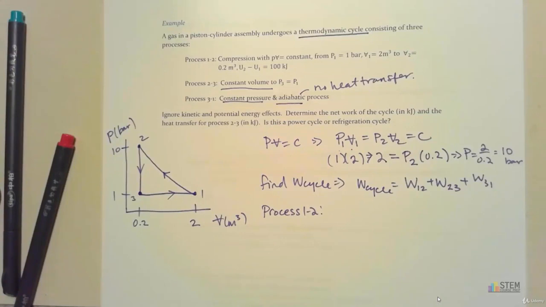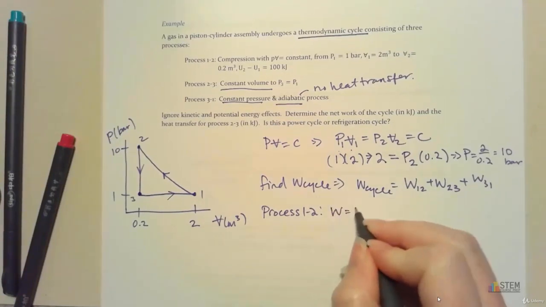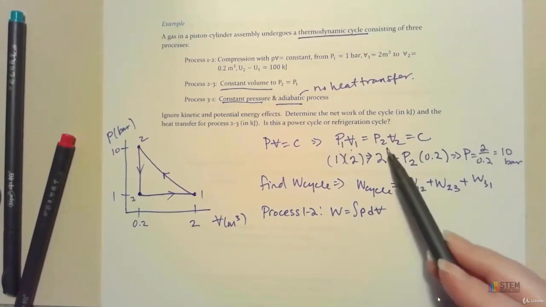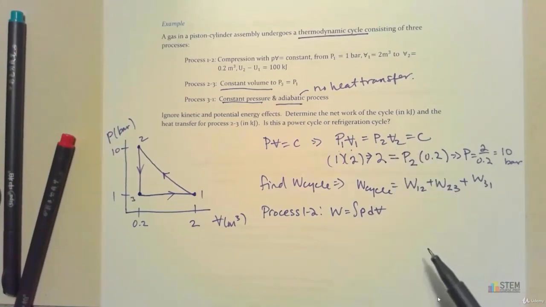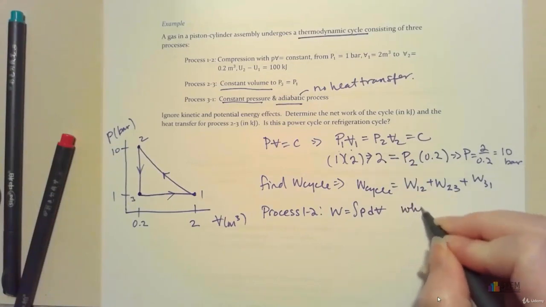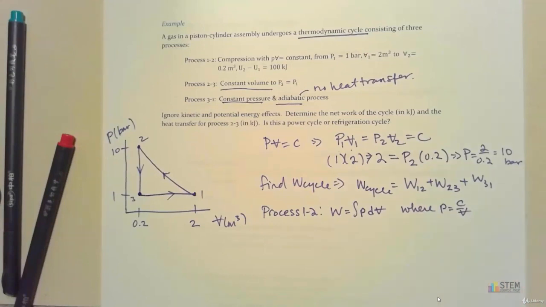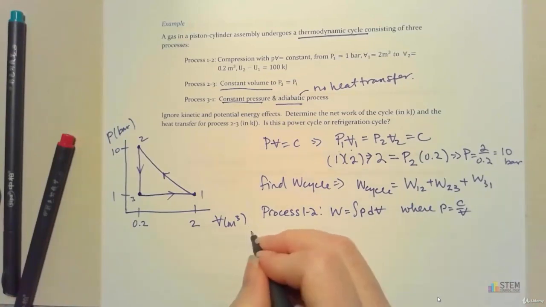All right, so here, what we're going to have is work equals the integral of pressure times dV. Now, we already can get an equation for pressure because we have this relationship, right? The PV equals C relationship. So we'll just say P is C over V. Okay. So now, let's go ahead and plug in all of our steps.